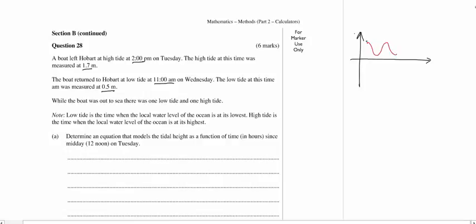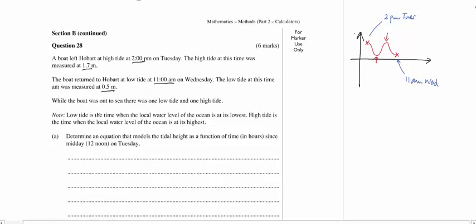So here I've interpreted what the question's been telling me. That's when the boat leaves at high tide, and that's when the boat returns at low tide. And we are told that while the boat's out to sea, there's one low tide, which is here, and one high tide, which is here. Okay, so that helps us figure out what's going on. This is 2 p.m. on Tuesday, and this is 11 a.m. on Wednesday. Okay, excellent. Right, well, we can start figuring out what do we know.